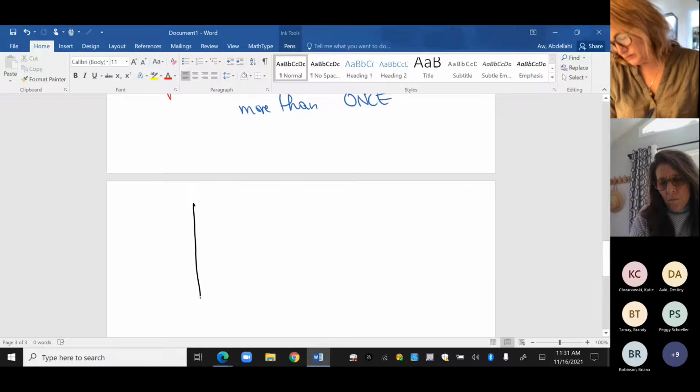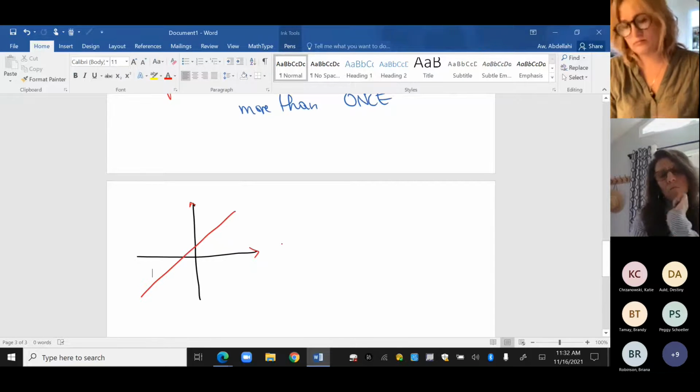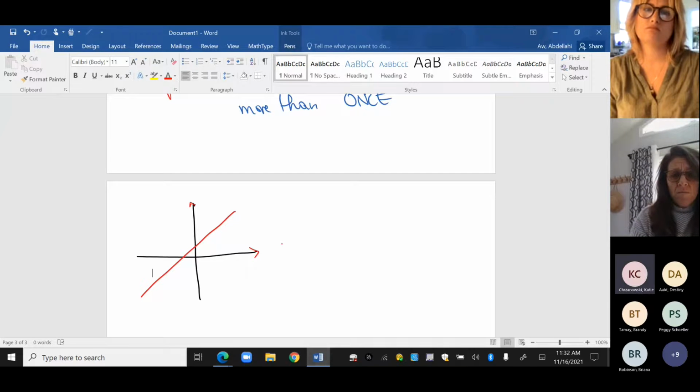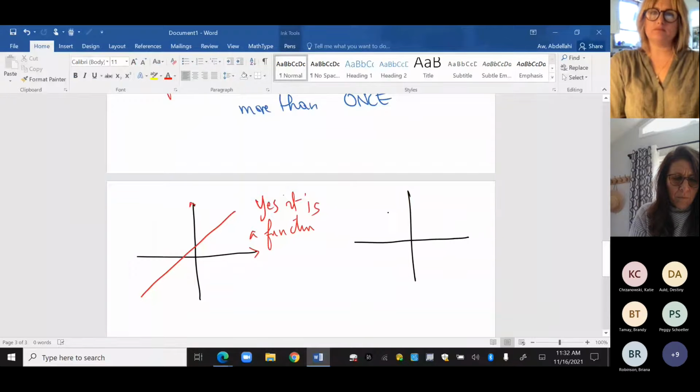For instance, right here, this graph, which is a straight line, does it represent a function or not? Does it pass the vertical line test? Yes, it does, right? There is no vertical line that will meet this graph more than one time, so it passes. Yes, it represents a function. Okay, this graph right here, what do you think? Does it represent a function, yes or no? Also yes. This one is also a function.